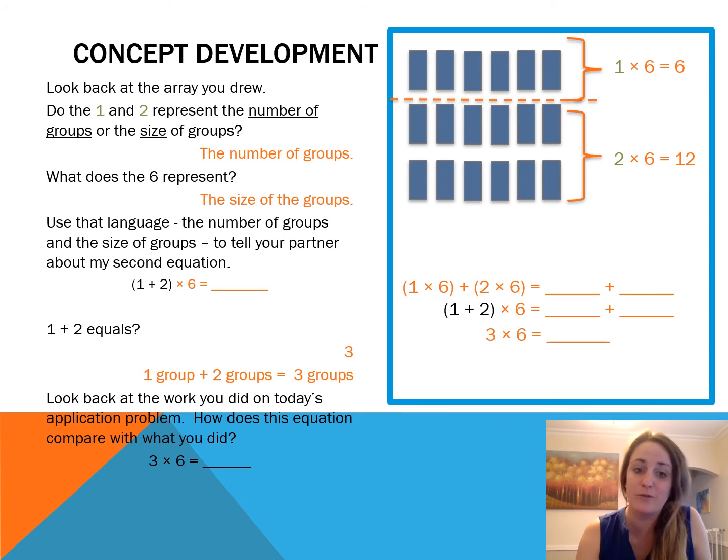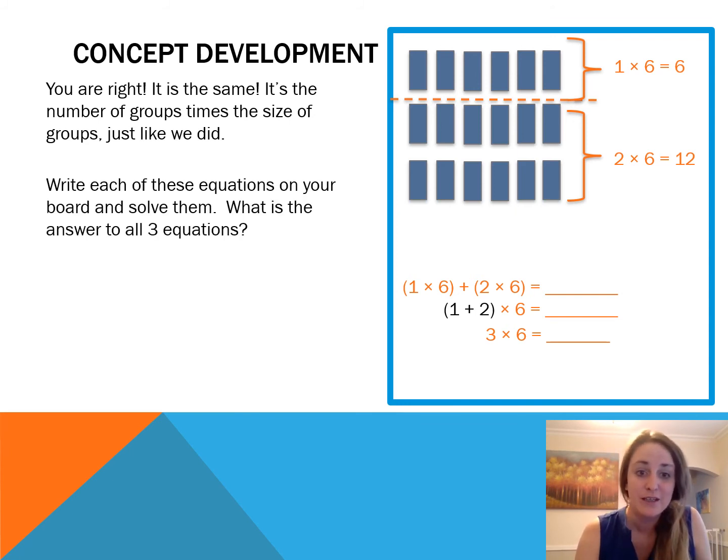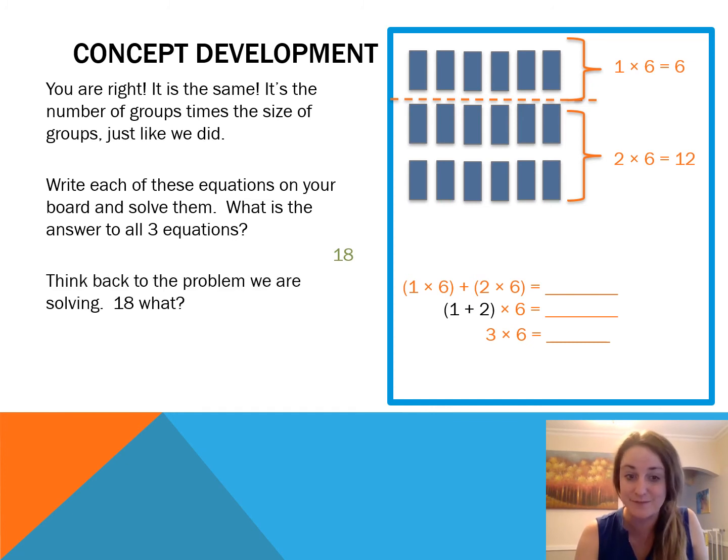Look back at the work we did today. How does this equation compare with the one that we did? 3 times 6 equals unknown. They are the same. It's this number of groups times the size of the groups, just like we did. Let's write each equation on your board and solve them. What is the answer to all 3 equations? All 3 equations are equal to 18.